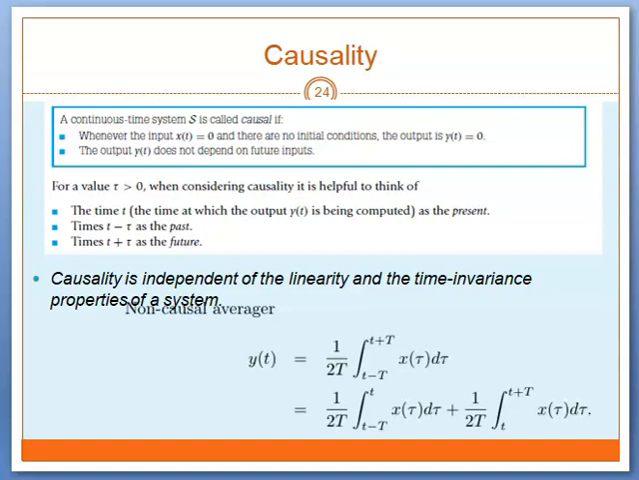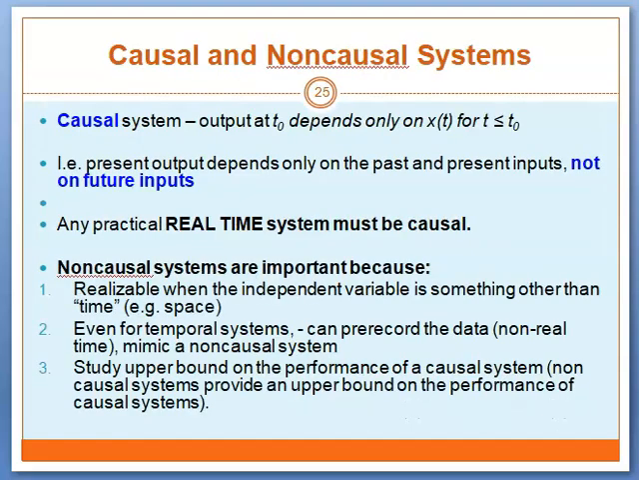So for a value tau more than 0, when considering causality, it is helpful to think of the time t at which the output y(t) is being computed as the present. So t minus tau would be the past and t plus tau would be the future. Present output depends only on the past and present inputs, not on future inputs.